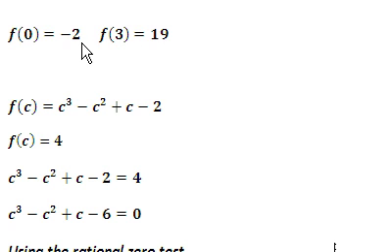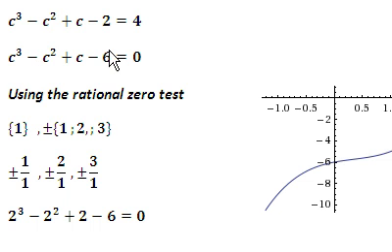Alright, so we go ahead, just plug both our endpoints in. We know that 4 is in between here. We want to make sure. Plug c in, right? Now f(c) must be equal to 4, so we set both these equal to each other and then solve for c. Now this is not something really nice where we can just factor it. I used the rational zero test.